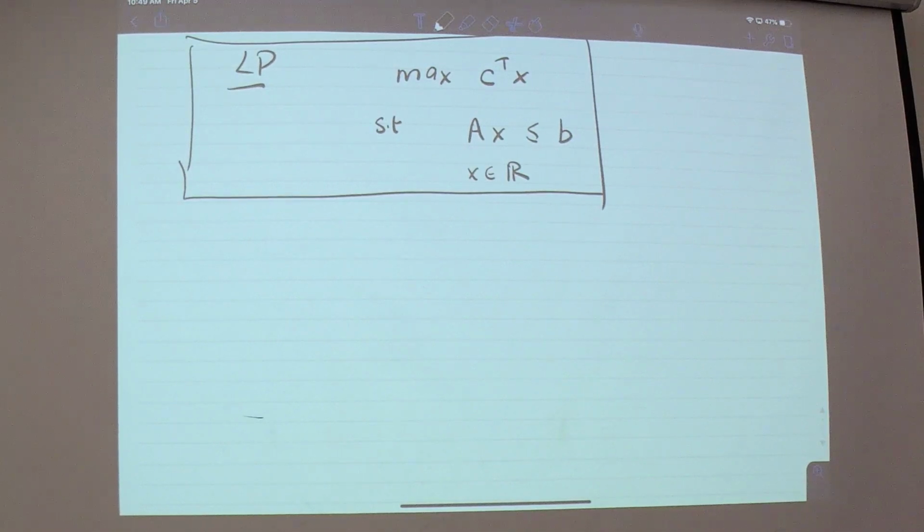If you have greater than or equal to constraints, you can flip the sign. If you have equality constraints, you throw in both less than and greater than constraints. So this is without loss of generality, you can capture any kind of linear programming problem, any kind of problem with these kind of constraints you want to capture. Okay.